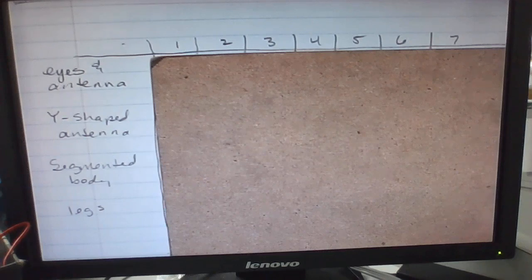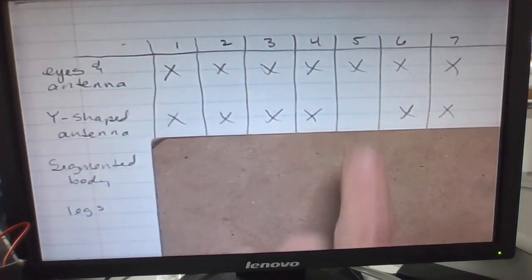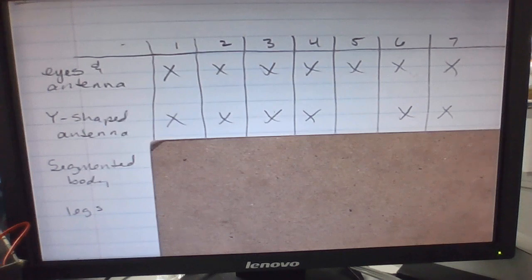All right, so when you look at those 7 little critters, how many of them have both eyes and antenna? All of them have eyes and antenna. So I just go through my little data table, check mark, X, whatever. They all have eyes and antenna. Do they all have Y-shaped antenna? Which one or ones do not? Number 5 does not have Y-shaped antenna, but all the rest of them do. So check mark on all of them except 5.